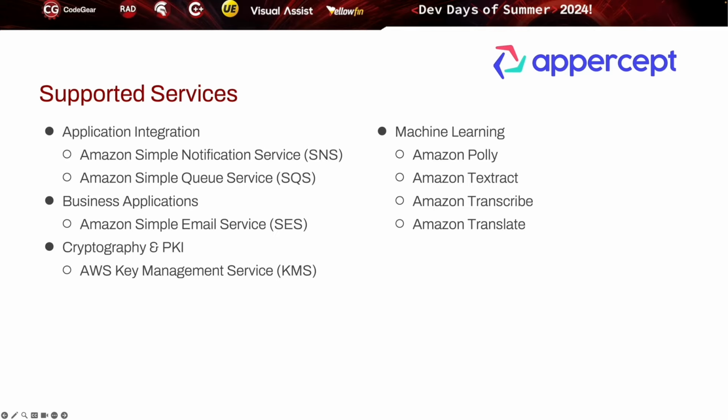Then in the machine learning category, we have a series of services. We have the Polly text-to-speech service, which we've already seen in action. We have the Textract service, which again you've seen extract text from image documents. We have Transcribe, which is a service for transcribing audio tracks into text. And we have Amazon Translate, which is their translation service.